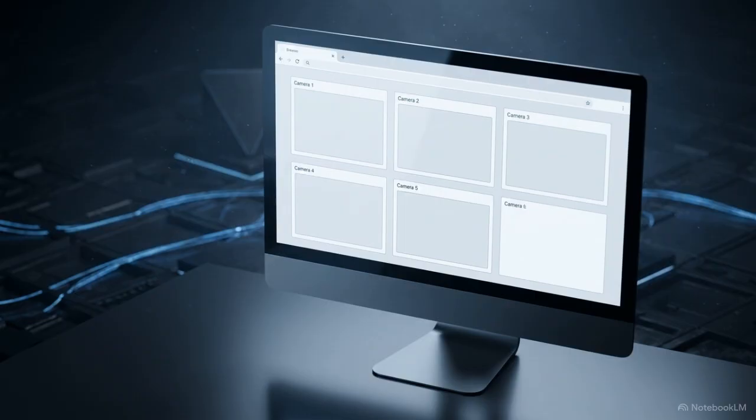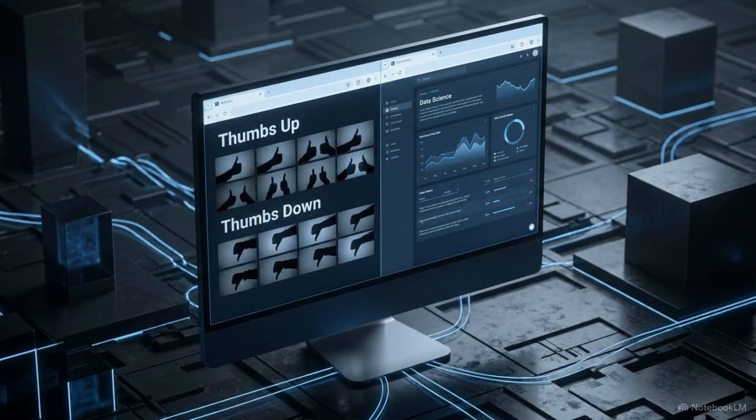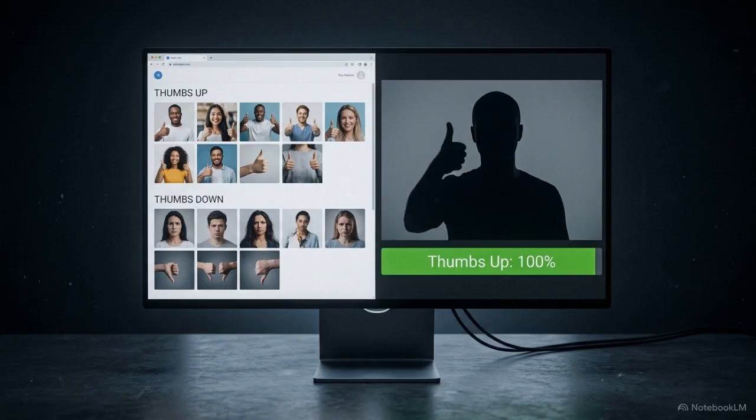A great way to see this in action is Google's Teachable Machine. You can show a webcam examples of a thumbs up and a thumbs down, attach the correct labels to those images, and train a simple model right in your browser. The system studies your examples, finds a pattern, and can then classify your live video.